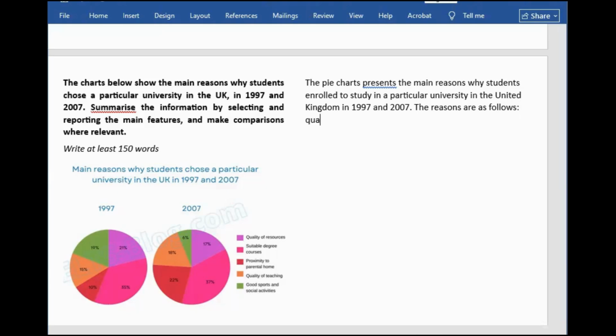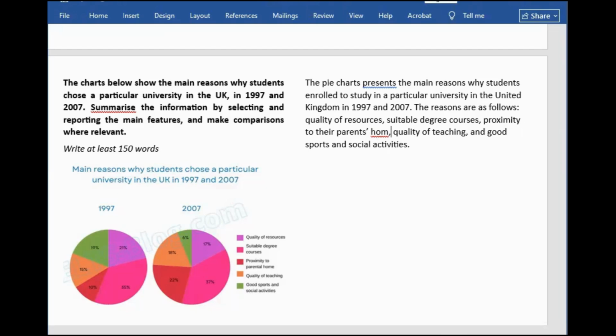Quality of resources, suitable degree courses, proximity to their parents' home, quality of teaching, and good sports and social activities. Okay? Good sports and what? Social activities. Let me remove my S, this S here. So, introduction. You see the pattern for introduction.